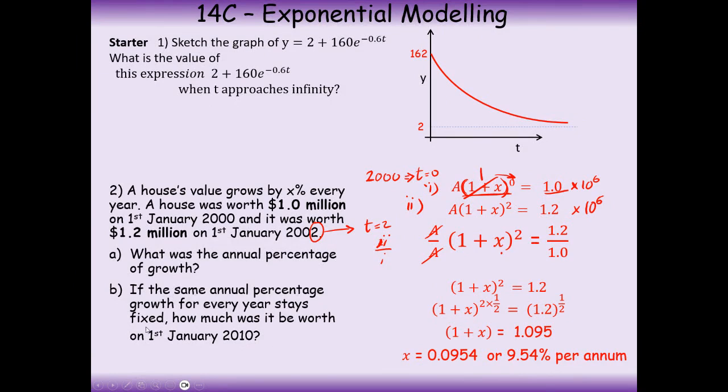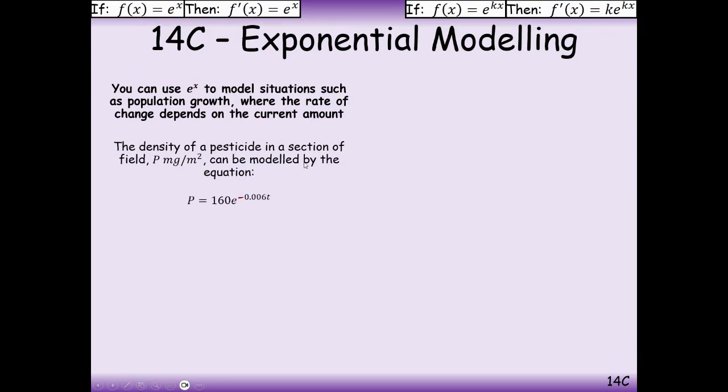Now, if the same annual percentage change was applicable over the next 10 years, what will it be in 2010? So you substitute this value back for x into the model, and rather than using power of 2, you're going to use power of 10, and you are going to use the value of A that you found here to be 1 million. So you end up with this. I didn't write the 10 to the power 6 here, but that's assumed since we're working in millions. So I've written the answer as 2.488 million instead of writing 10 to the power 6.